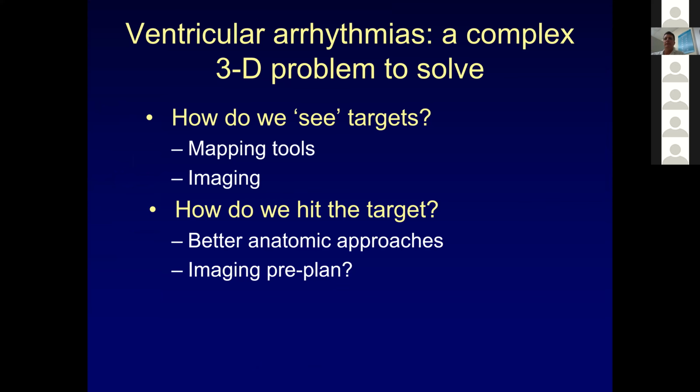There are mapping tools, there's imaging, there's a lot of very nice work that's been done with mapping and some of the difficulties in mapping, particularly by Rod Tung and his group, and Shiv and the group at UCLA. How do we hit the target? Are there better anatomic approaches that can be identified? Will imaging be helpful for pre-planning?